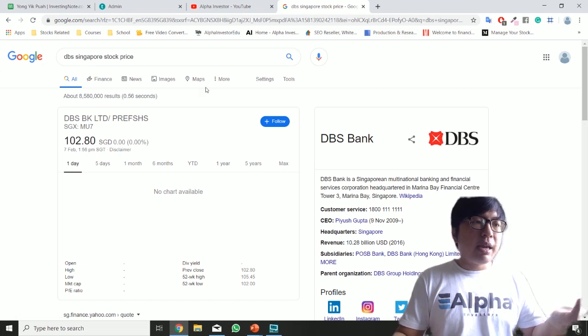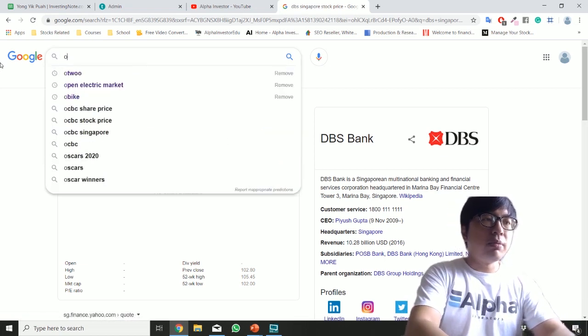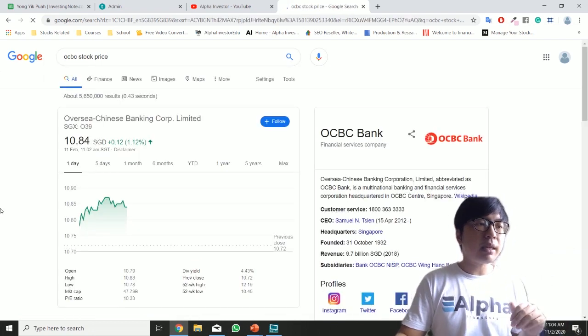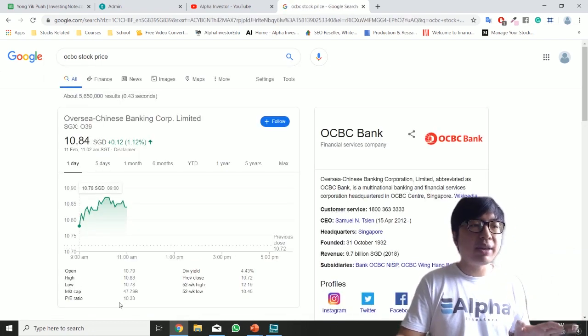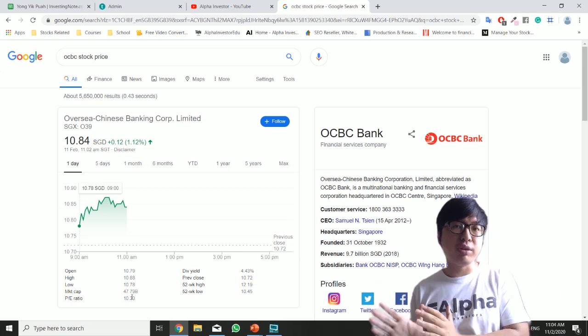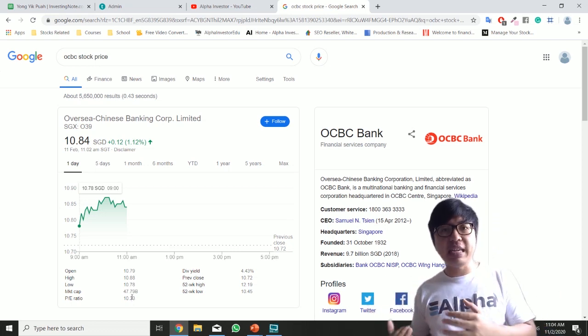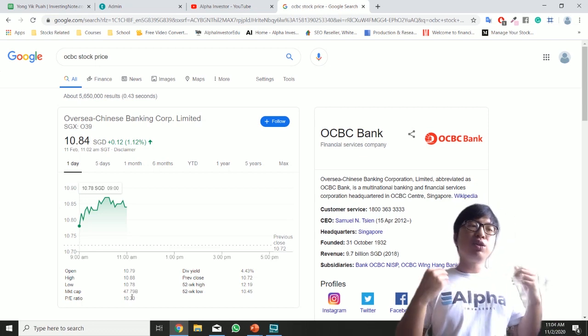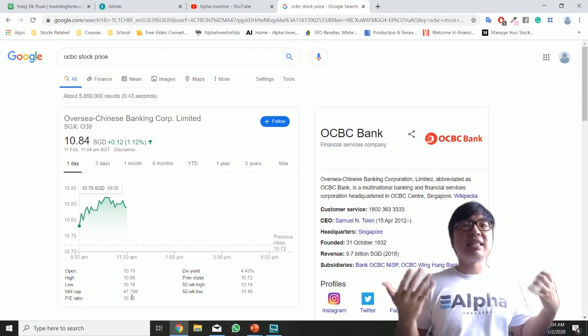Okay, maybe DBS here, I need to type in the ticker symbol. Never mind, just the OCBC stock price. Alright, so for OCBC, you can see down here the PE ratio is 10.33. Anything below 15 is generally considered undervalued and good. So we want to actually invest in companies that are below 15.